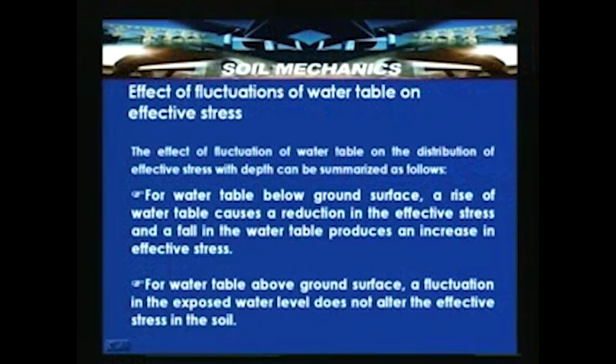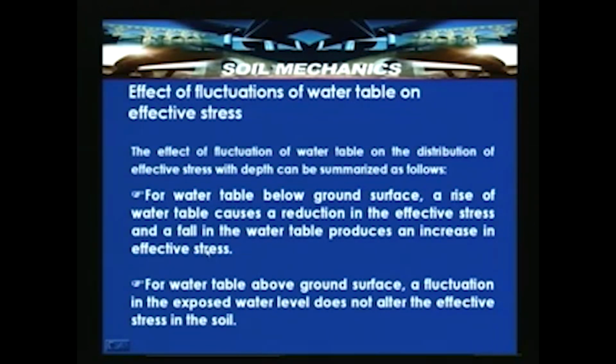So, we can summarize the effect of fluctuations of the water table on the effective stress. For a water table below the ground surface, a rise of the water table causes a reduction in the effective stress, and a fall in the water table produces an increase in the effective stress. That means we have seen a case like fall.